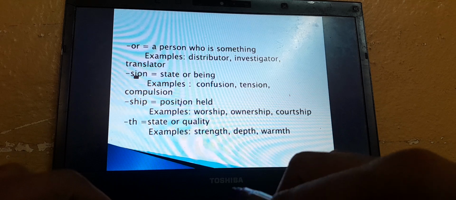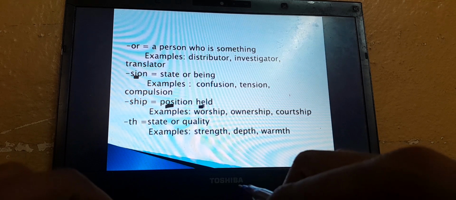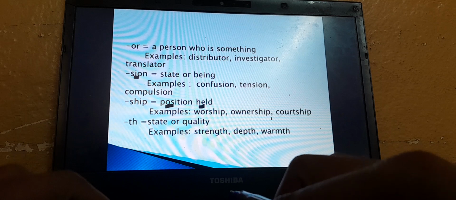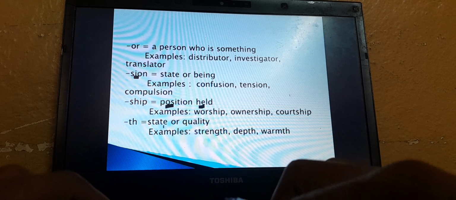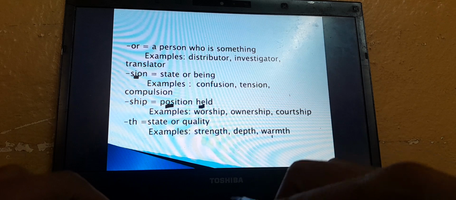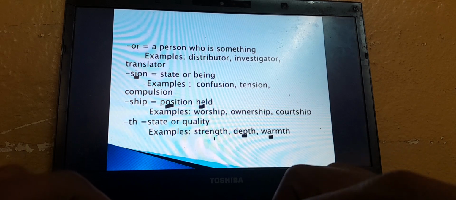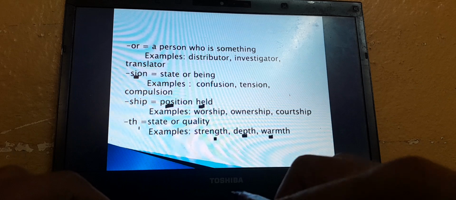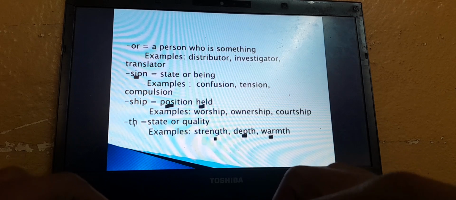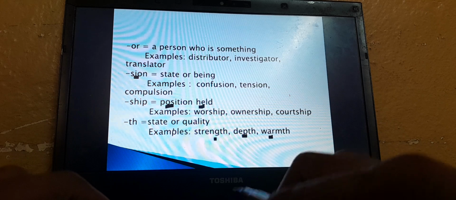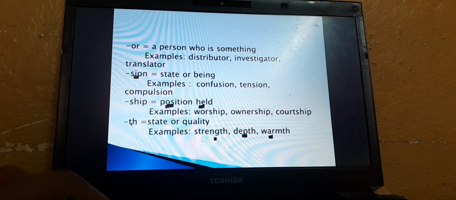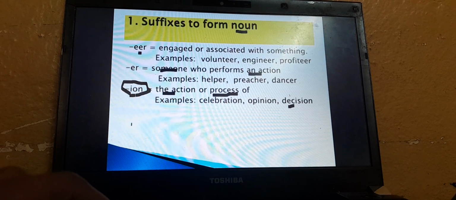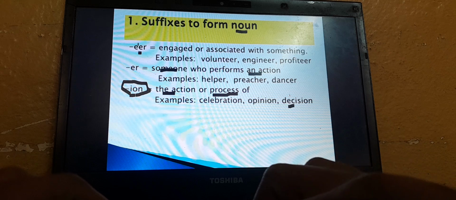And ship: its meaning is position held. Examples: worship, ownership, courtship. And th: the state or quality. Examples: strength, lives, words. So these are some of the nouns that can be formed with it, right?